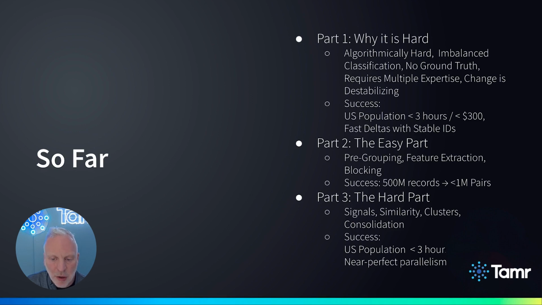In part 3, the hard part, we looked at how we handle those 1 million pairs, looking at signals, similarity clusters, and record consolidation. For metrics of success, we reiterated the ability to deduplicate the US population for under $300, but also observed that that $300 value is consistent across many different scales of scale-out infrastructure.